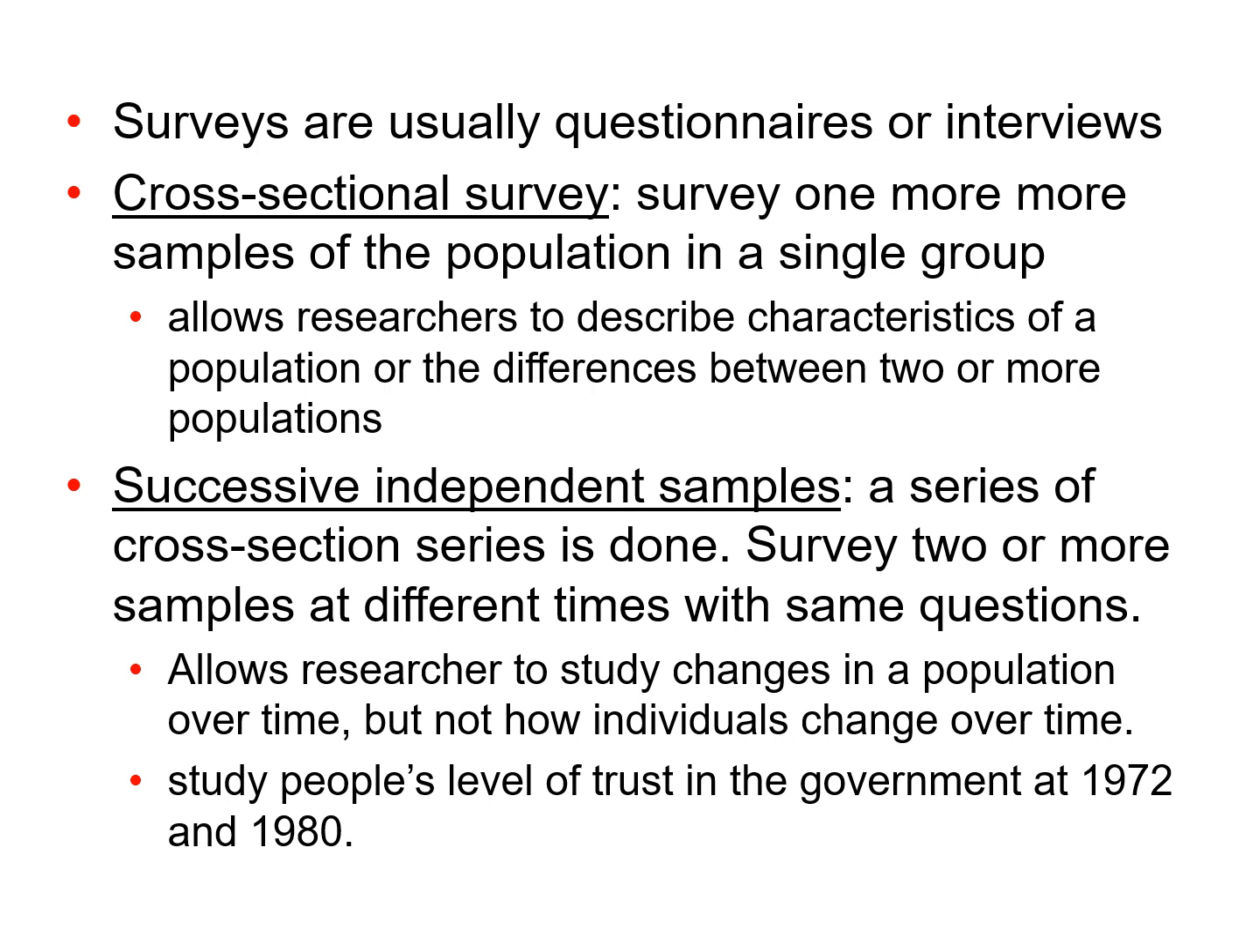We could do a cross-sectional survey, which means a survey of one or more samples of the population in a single group. It allows researchers to describe characteristics of a population or the differences between two or more populations. Successive independent samples would be a series of cross-sectional surveys of two or more samples at different times with the same questions. It allows the researcher to study changes in the population over time, but not how individuals change over time.